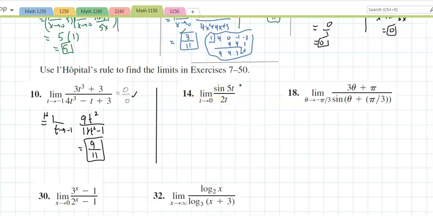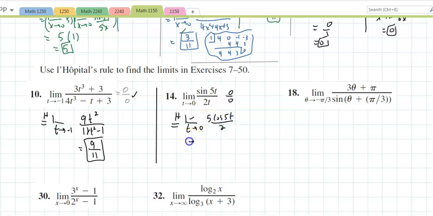Here, the same thing happens. We say, well, that is 0 over 0. By L'Hopital, that's the limit as t approaches 0, by the way, of 5 times the cosine of 5t divided by 2. That is 5 times cosine of 0 is a 1 over 2. That's 5 halves.